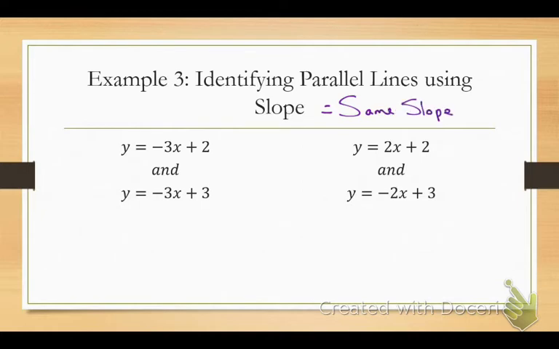So all I need to do to determine if 2 equations are parallel is identify if their slope value is the exact same value. Remember, I've got to have rise and run the same distance, otherwise my lines will cross at some point. They have to have the exact same slope.